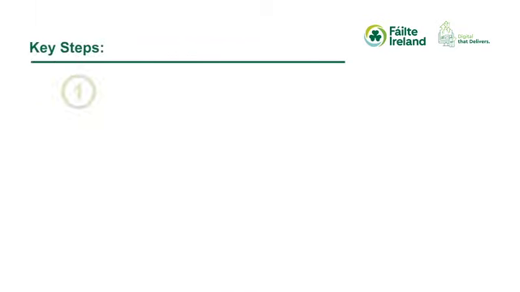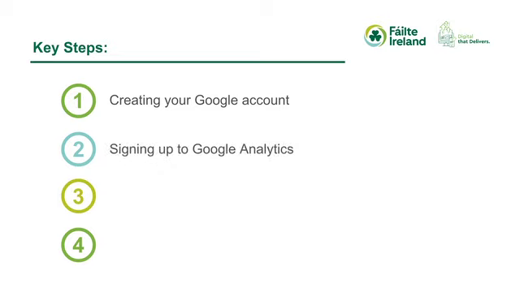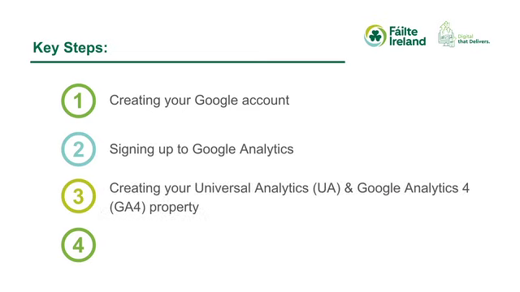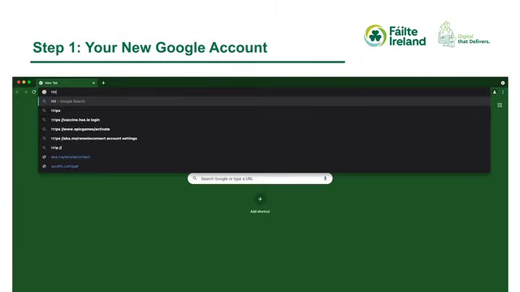So we've broken it down into 4 key steps. The first one is creating your Google account. You will only need to go through this step if you do not currently have a Google account. The second step then is signing up to Google Analytics itself, then creating your Universal Analytics and Google Analytics 4 property, and then adding that tracking code to your website. So we're going to get started with step 1, creating your Google account.